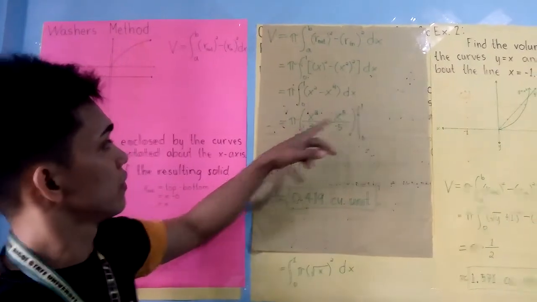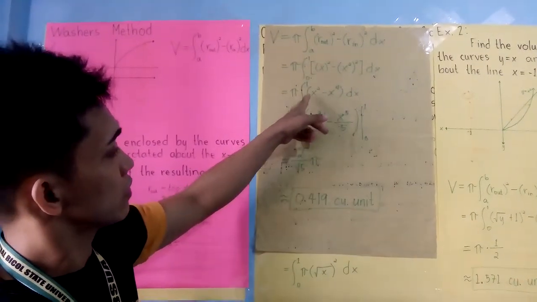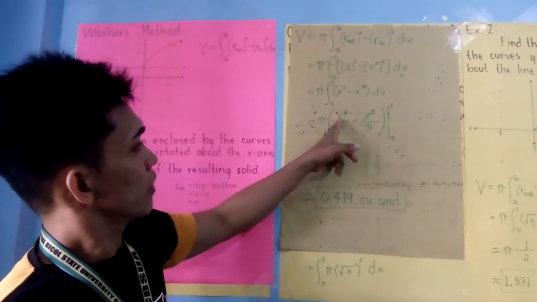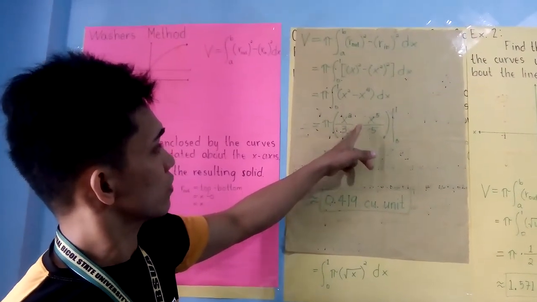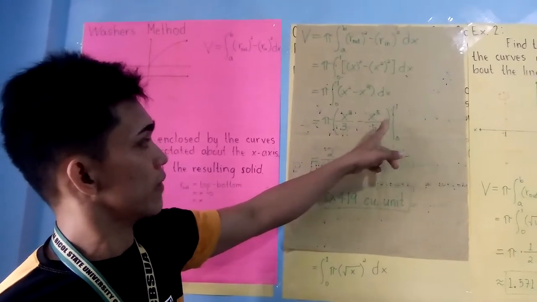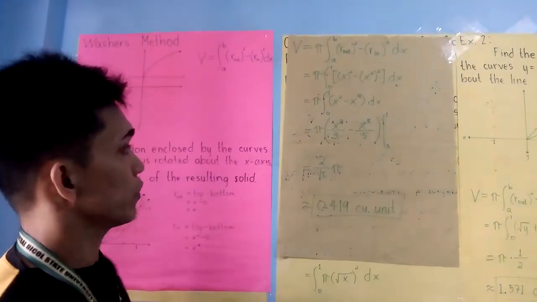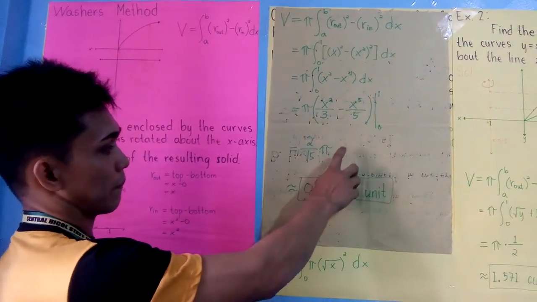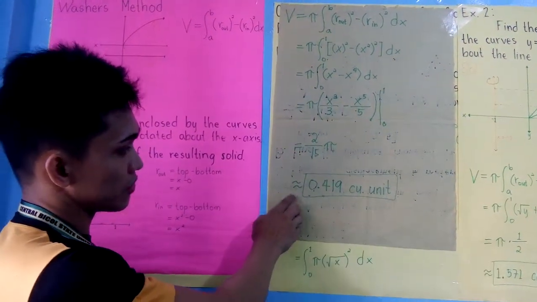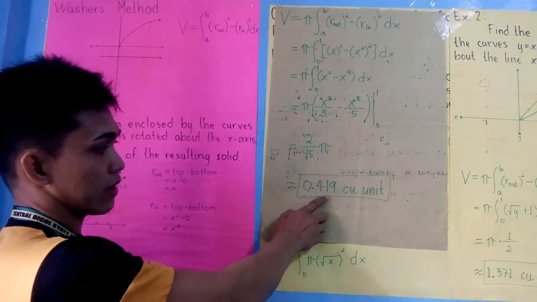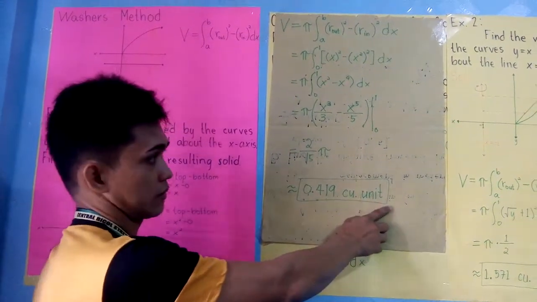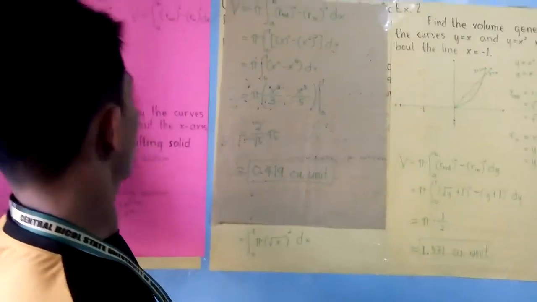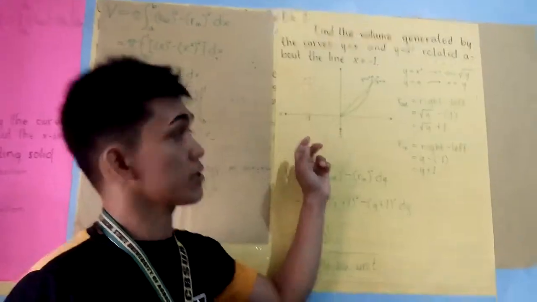Applying linearity, when we integrate this function, it will become pi times x cubed over 3 minus x raised to 5 over 5, from 0 to 1. When we evaluate this, it will become 2 over 15 times pi, or approximately equal to 0.419 cubic units. For us to better understand the topic using the washer's method, let's solve another example.